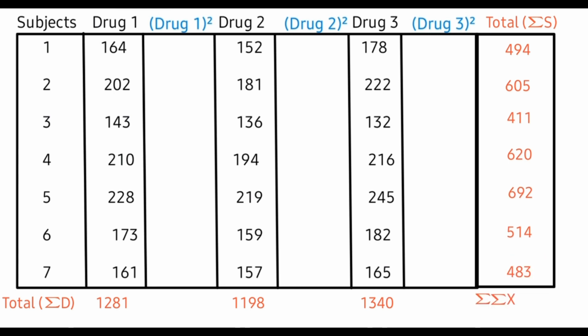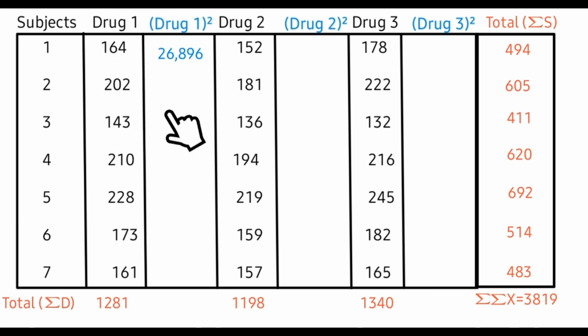Now let's proceed to finding the grand total by adding up all these values here, or by adding all this, this plus this plus this, or this plus this plus this plus this plus this plus this plus this gives this. Now let's proceed to getting the square of each of the drugs.